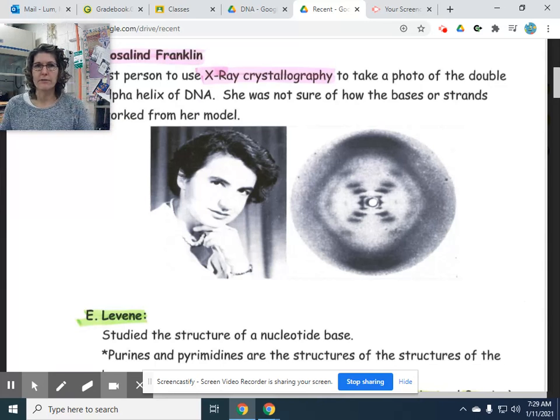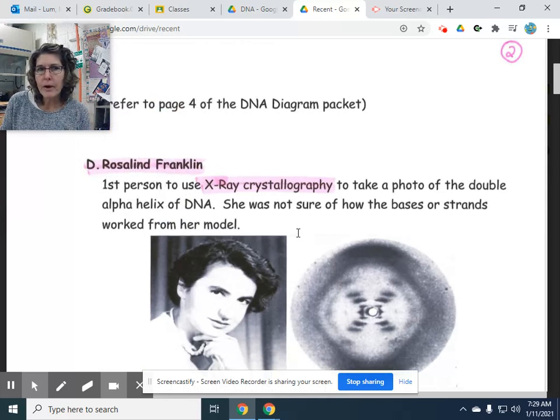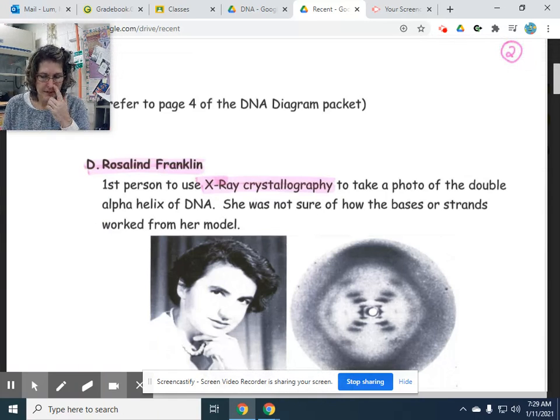How does it get transferred along? Does it replicate? How does it do this? They need to fill these pieces in, and Rosalind Franklin is one of those individuals who does this. She worked closely with Watson and Crick, but was not a friend of Watson and Crick's, unlike what they thought. She wasn't sure how the bases or the strands really worked within her particular model.